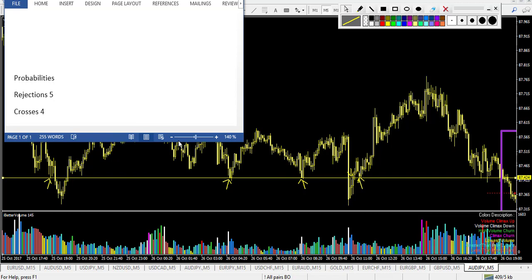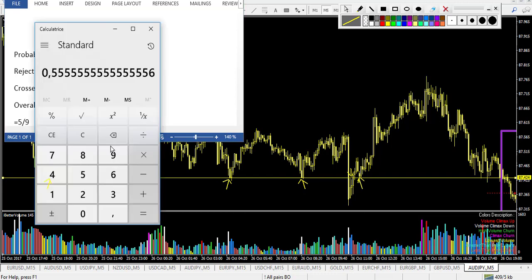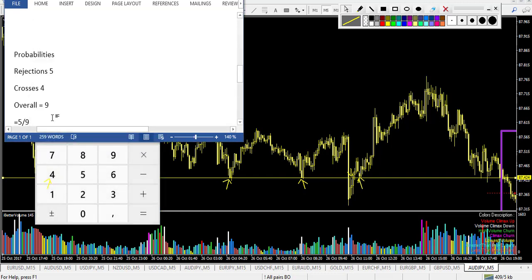So in this specific case, all in all, the overall touches that you count is 9. So the percentage of rejection, which will be your win rate on the past events, is 5 divided by 9. So it is 0.55, which means a 55% winning rate for this specific level.